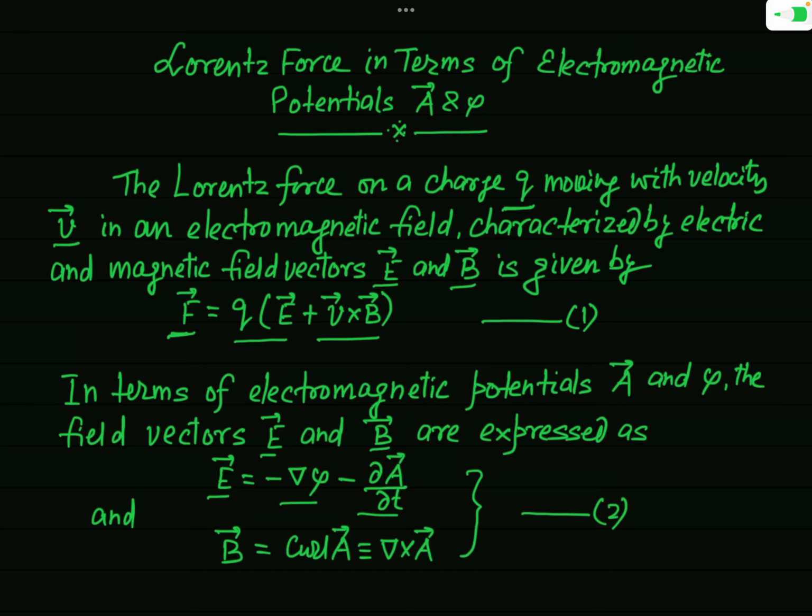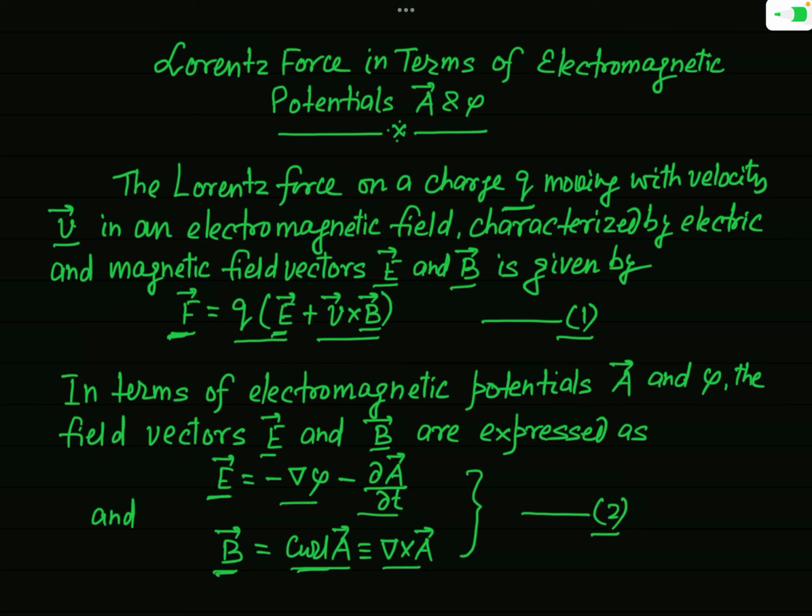At the same time, you know that the magnetic field vector B is defined as curl of vector A, where A is the magnetic vector potential, and this curl of A can be written as del cross A. So these two expressions express the electric field vector E and the magnetic field vector B in terms of the electrodynamic potentials phi and A. In the expression for the Lorentz force in equation 1, there is an electric field vector E on the right side, and B also on the right side. So to express this Lorentz force in terms of phi and A, we will simply use equation 2 in equation number 1.